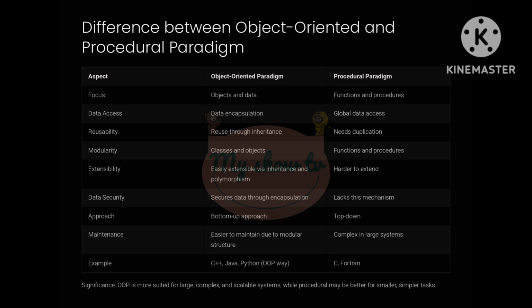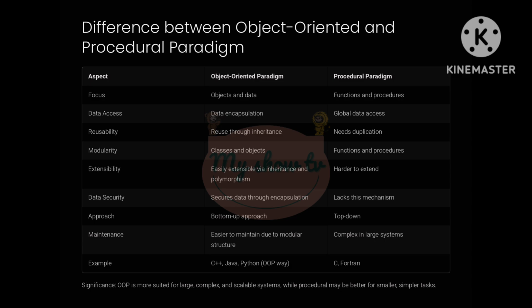Reusability. OOP supports reusability through inheritance. Procedural needs code duplication. Modularity. OOP organizes code into classes and objects. Procedural uses functions and modules. Extensibility. OOP allows easy extension of existing classes. Procedural is harder to extend.